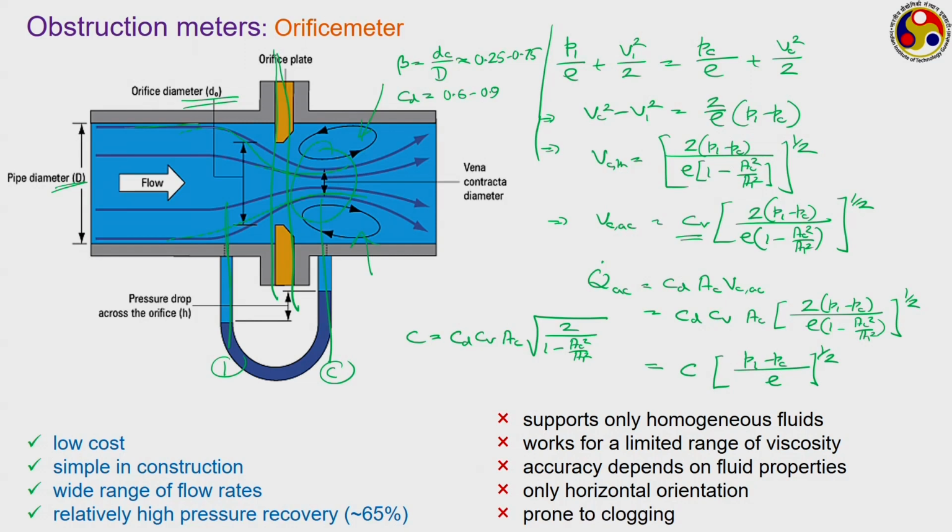Generally, the orifice diameter is quite small, like the beta value that I have shown here. The beta can be only 1/3 to 1/4 of the actual pipe diameter. So, if there is some kind of dirt or soil elements present in the fluid, then that can easily block the orifice diameter.